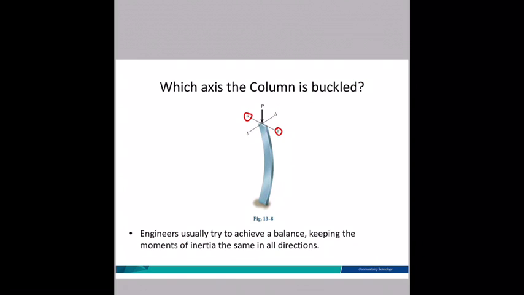Which axis is the column buckled about? Here, as I mentioned before, you have x and y axis. So if you look at here, can you see the buckling? Or if you look at here, can you see the buckling? You need to determine which axis the column is buckled. The other way to know which axis the column is buckled is by calculating the slenderness ratio. The column will buckle at the bigger value of slenderness ratio.